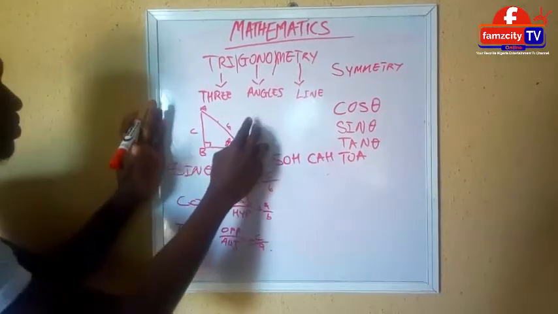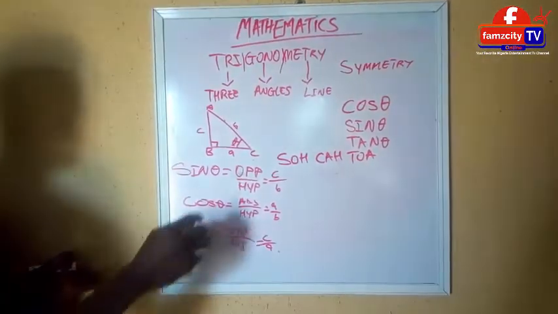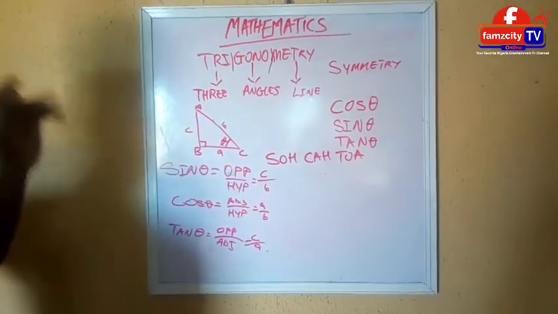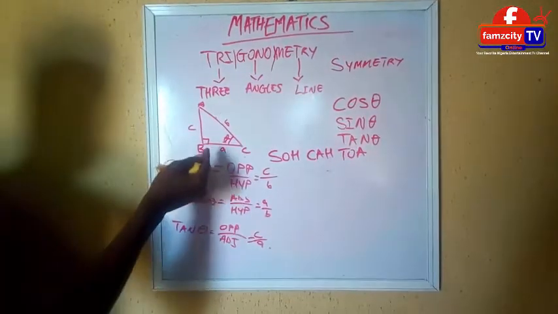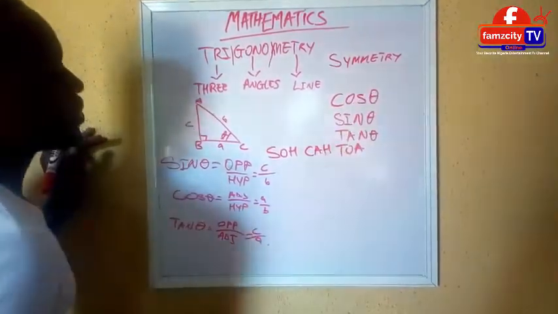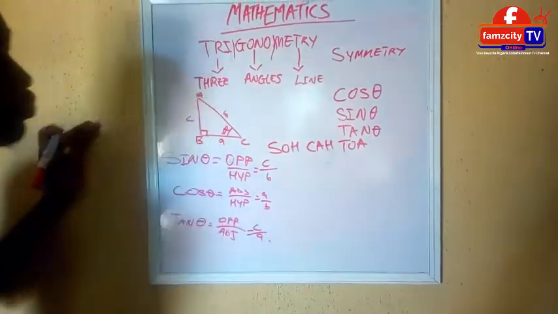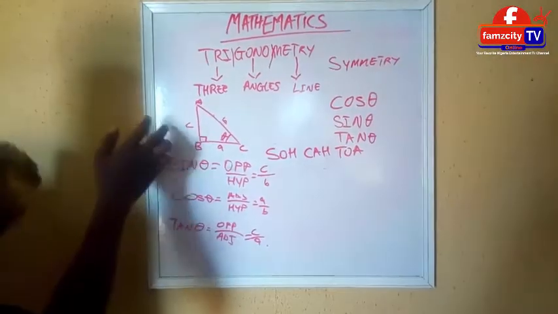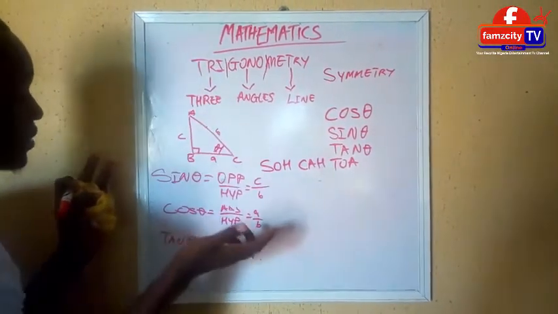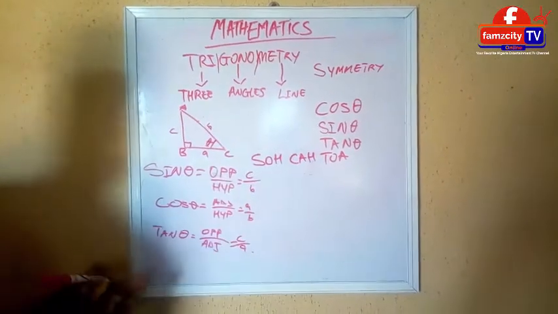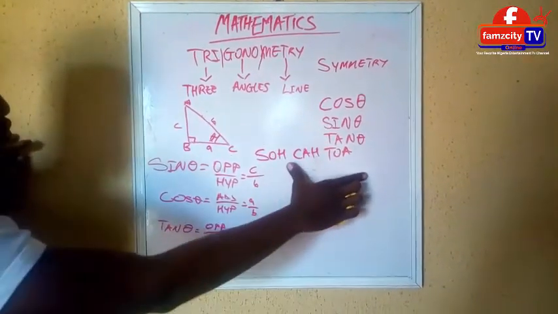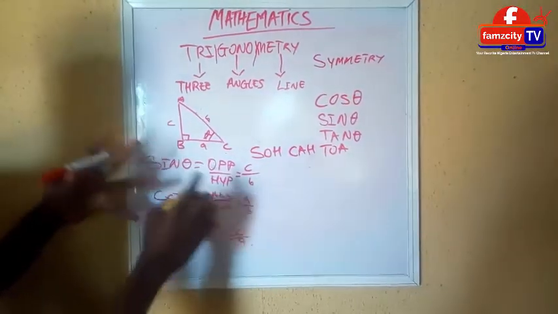Considering this right angle triangle, when we are given an angle here but we are not given the sides, and we are told to find the sides, and we are given an angle and just one side, we use cos theta, sine theta, tan theta. These are just ways of getting the sides. This is opposite, this is adjacent, this is hypotenuse. So we call it SOHCAHTOA. It's just a basic rudiment for knowing what we are working with.